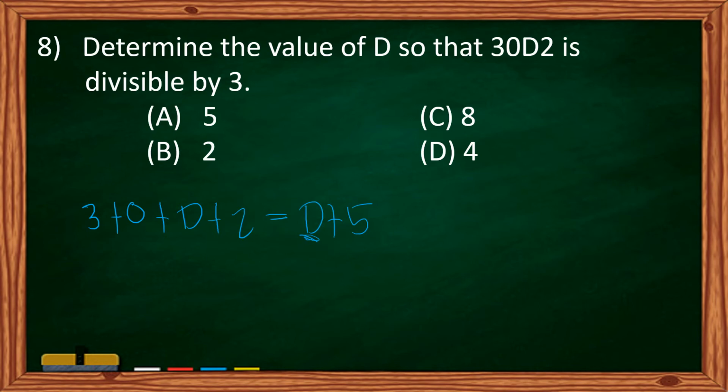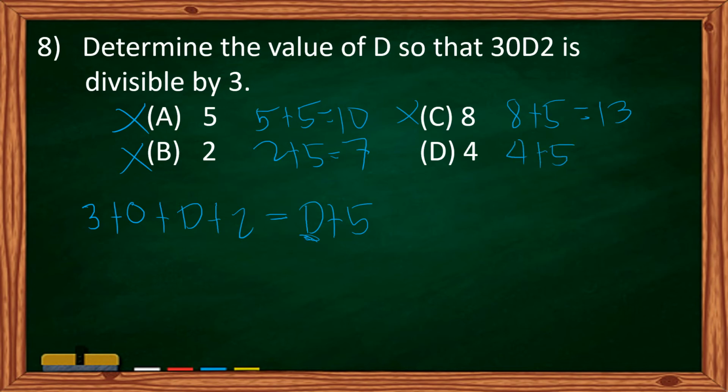So let's say 5 plus 5. Okay, so this is D. 5 plus 5 is 10. Is this divisible by 3? No. So wala na yan. For letter B, let's say D is 2. So 2 plus 5 is 7. Is 7 divisible by 3? No. So wala na yung letter B. How about for letter C? So 8 plus 5, it will give us 13. 13 is not divisible by 3. So wala na yan.